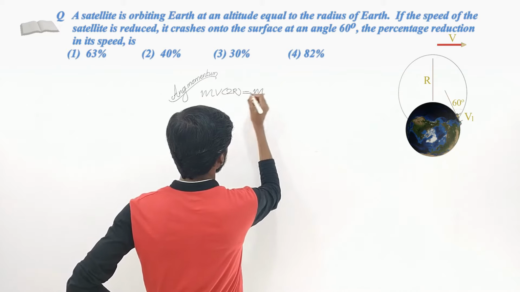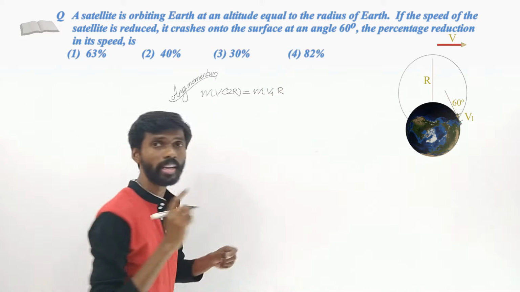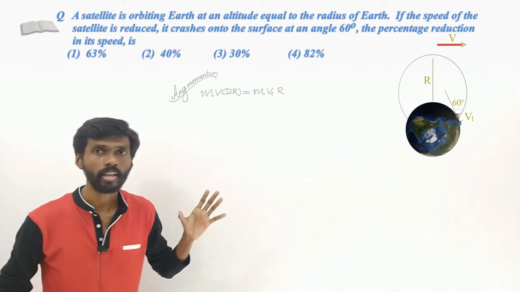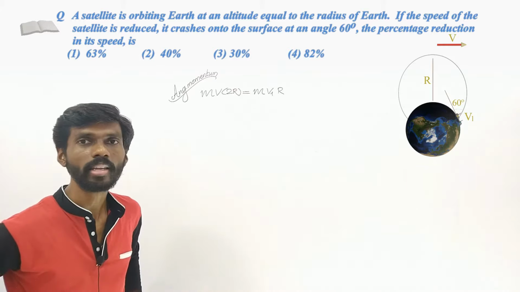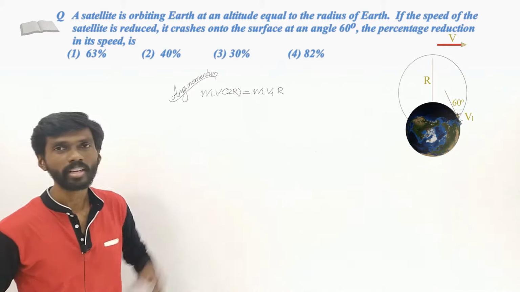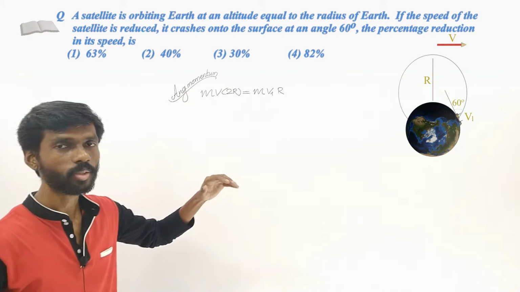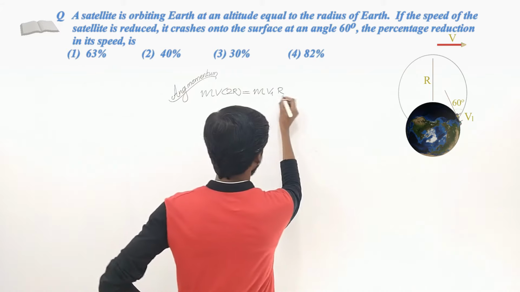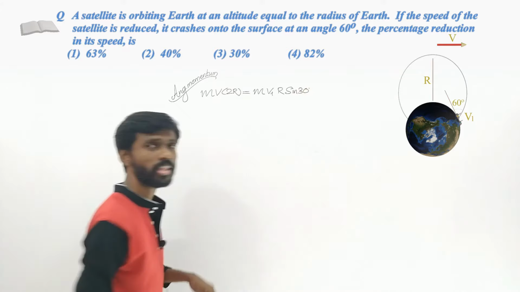So that is m, the speed is taken as v1 and the distance is r, multiplied by... see, this time the satellite is crashing onto the surface at a certain angle. So the angle between the radius vector and the velocity vector is not 90 degrees here. That angle is 30 degrees, not even 60 degrees. 60 is the angle made with the surface. So the angle between the radius vector and the velocity vector is 30 degrees. So m v1 r sin 30. This is the relation between them.